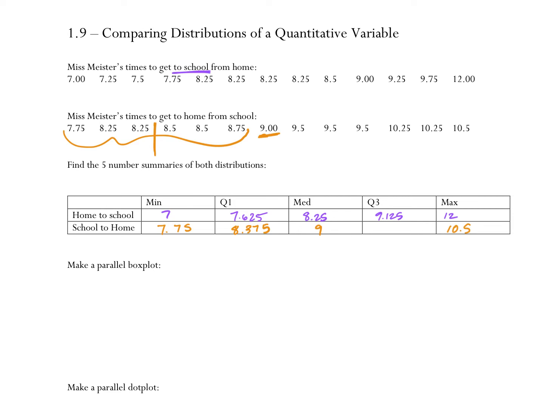Yeah? Since that one we're kind of estimating, will there be multiple answers or set? No, because you're not estimating. You're doing 8.25 plus 8.5 divided by 2.